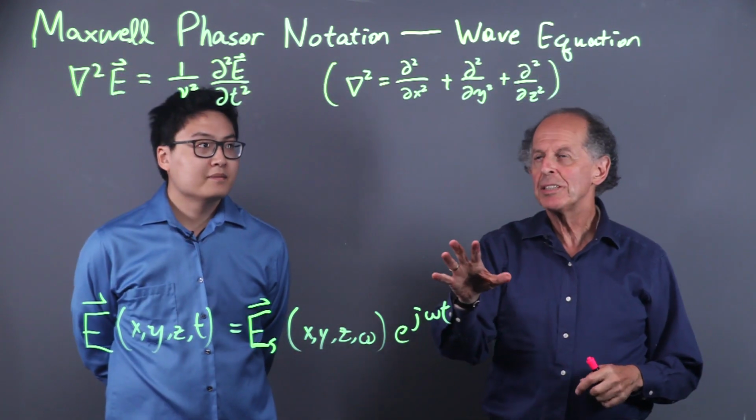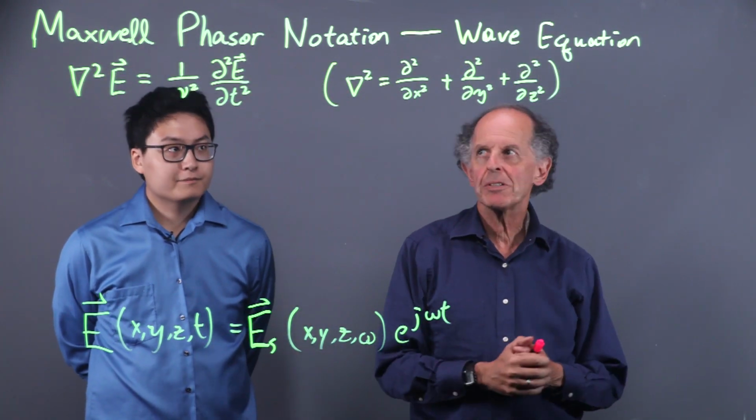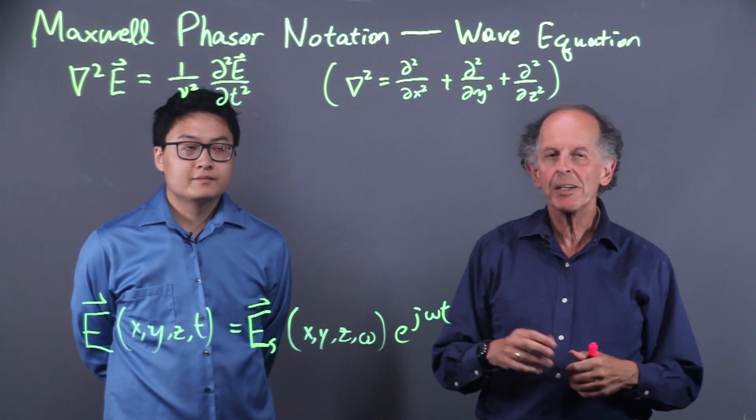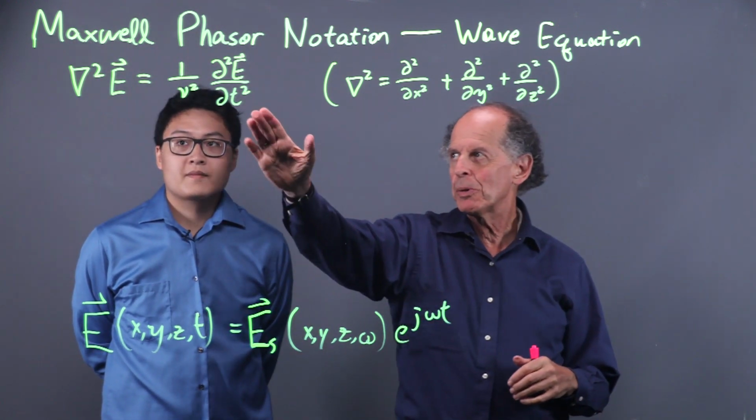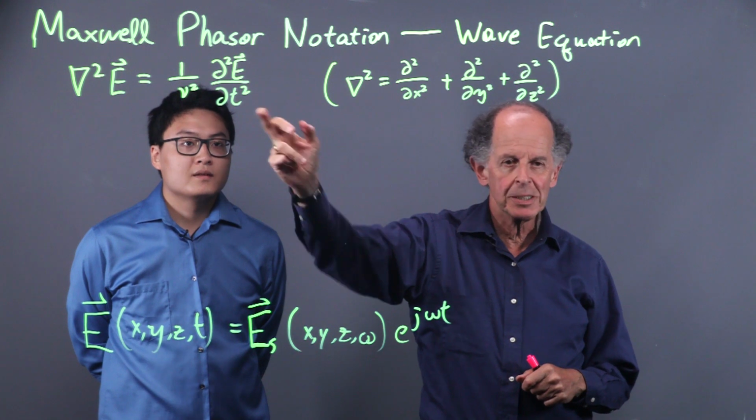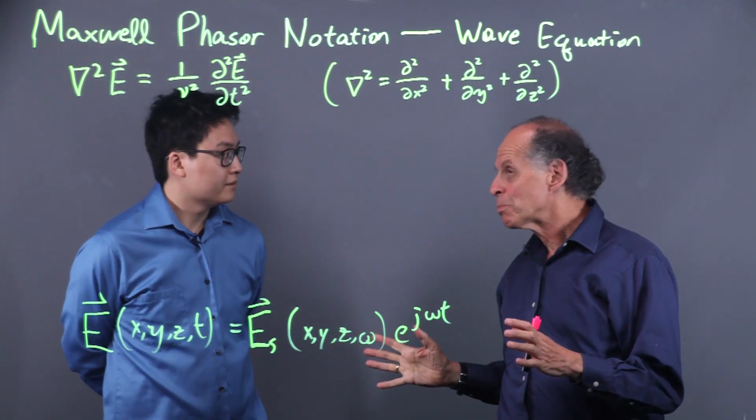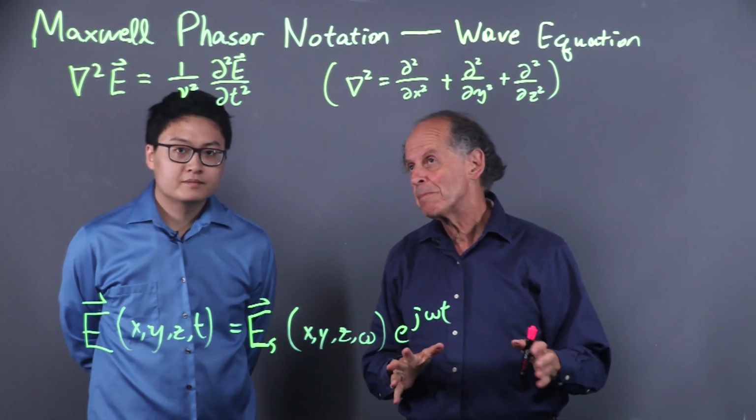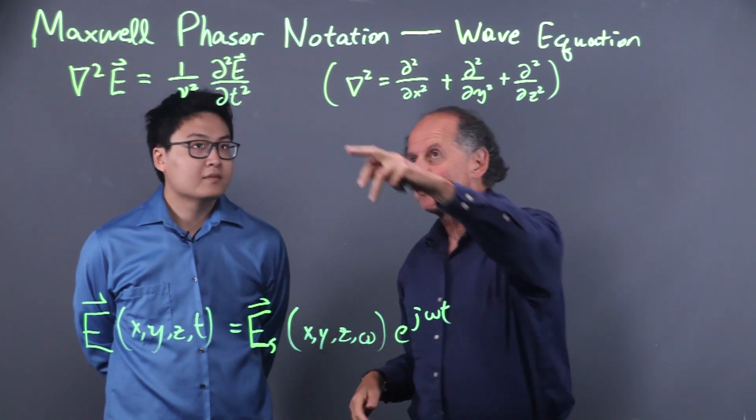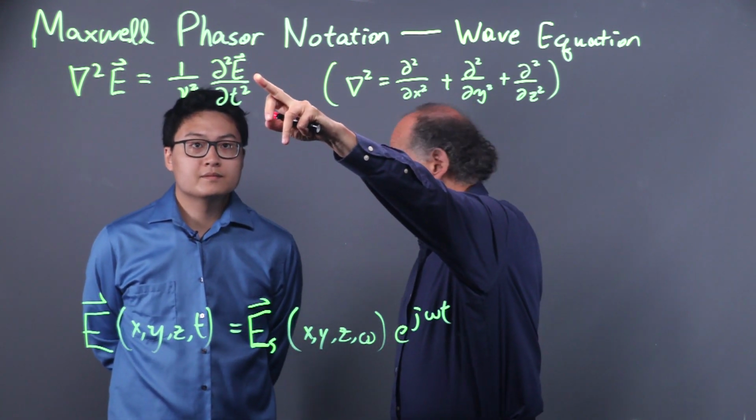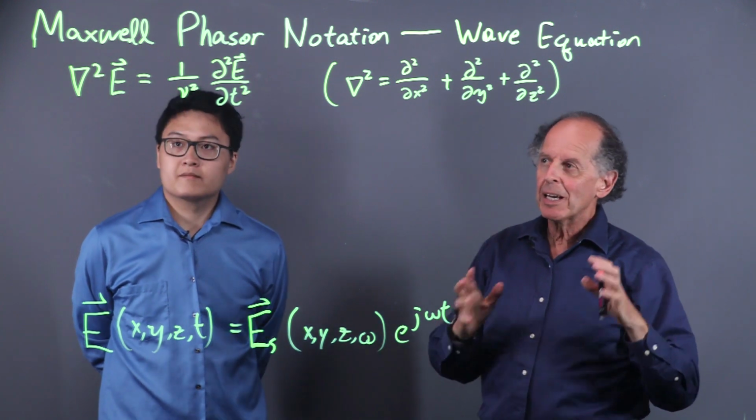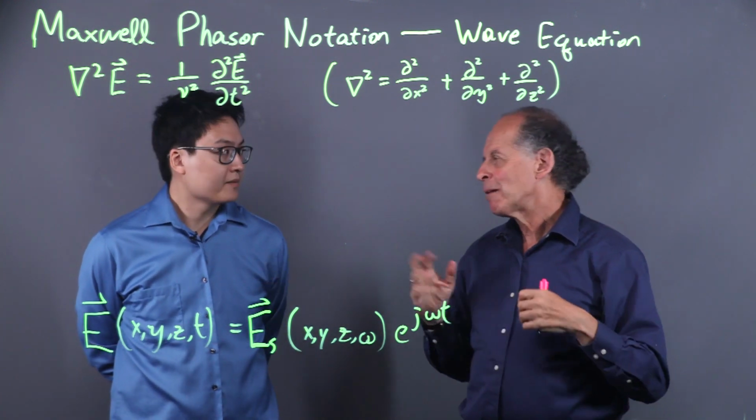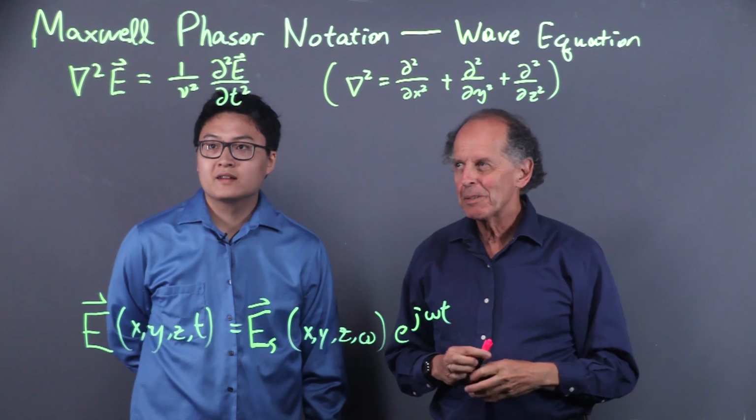Well, let's continue with our use of phasor representations, and we'll begin here with this great application of the wave equation for the electric field. We've seen wave equations before, but this is the 3-dimensional case, and of course E has 3 components. So let's simplify it a little bit. Sam, you take the left side, I'll do the right side.